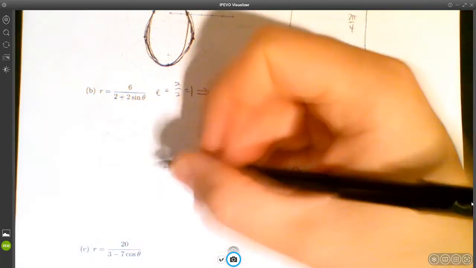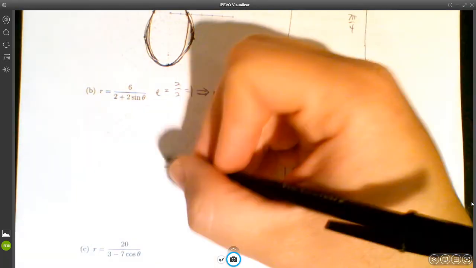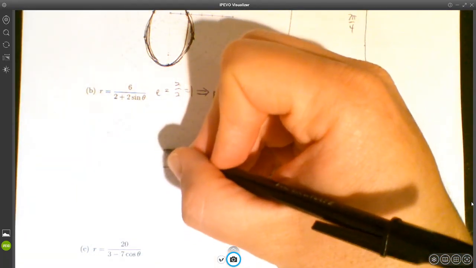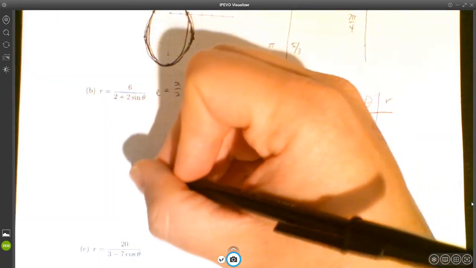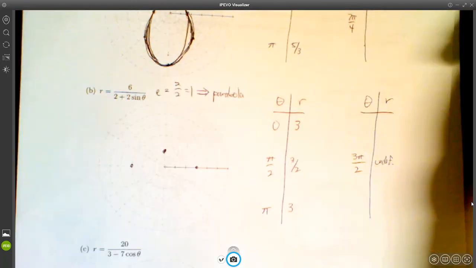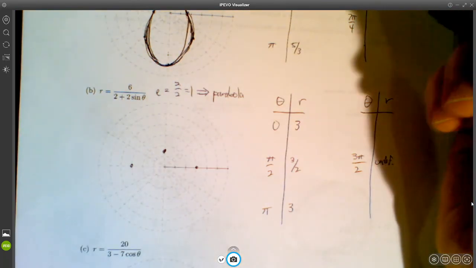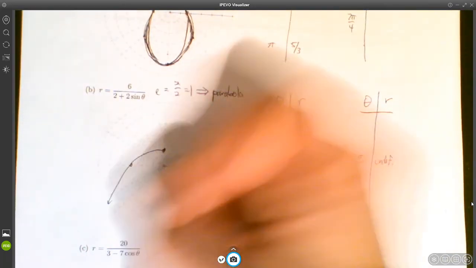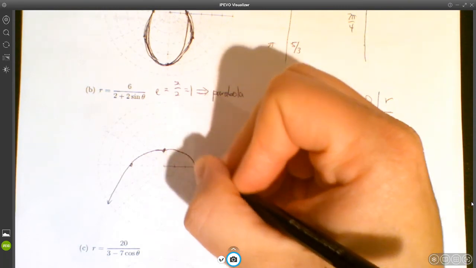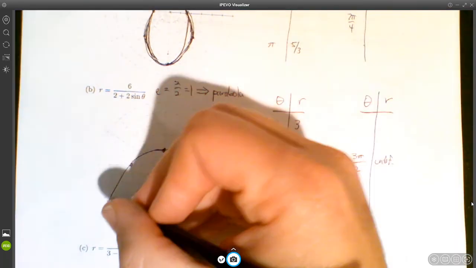So let's see what we've got. 0, 3: 1, 2, 3. Pi over 2, 3 halves, that's 1.5. And pi, 3: 1, 2, 3. So this is a very wide parabola, and it's opening downwards, right? I think the picture we get is going to look something like that. Okay, so we're going to get something like that.